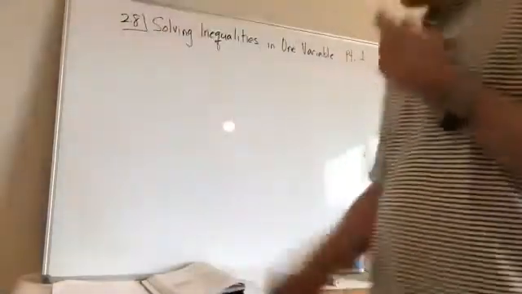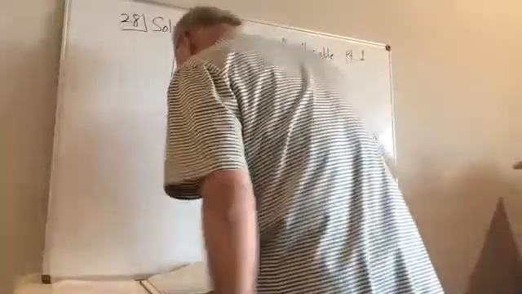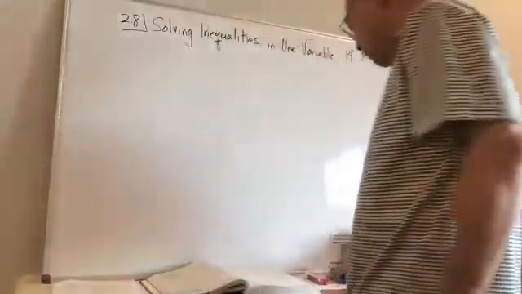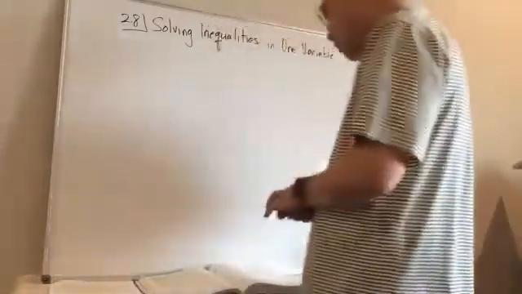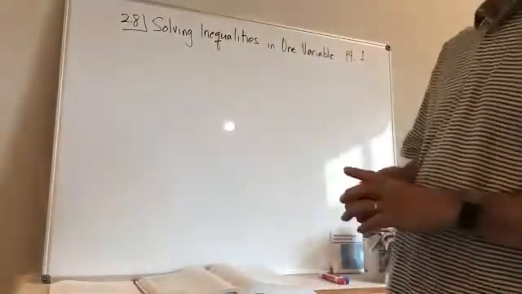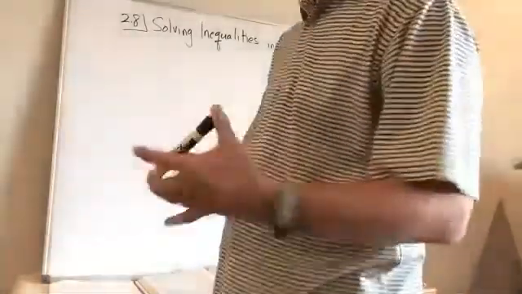Okay, 2.8 is on page 236 of your book. So let's open up to page 236. We're talking about solving inequalities in one variable. So this is basically, we're solving an inequality.